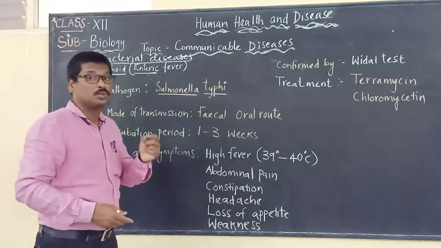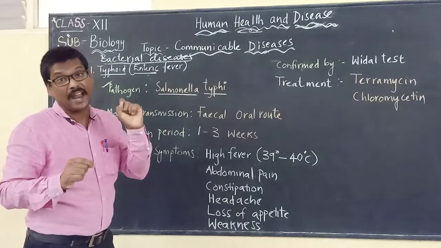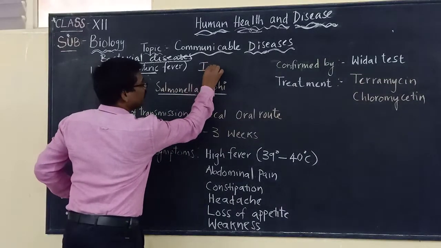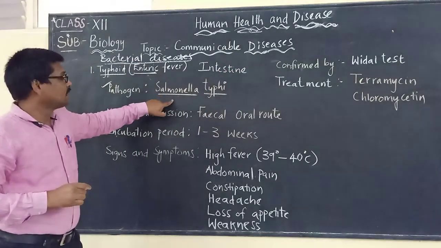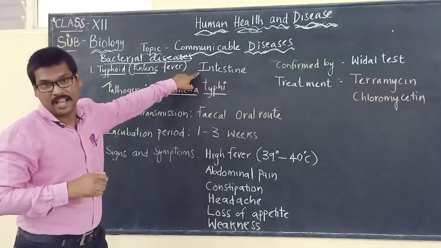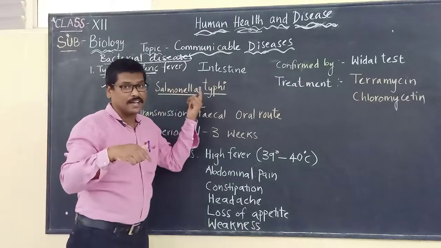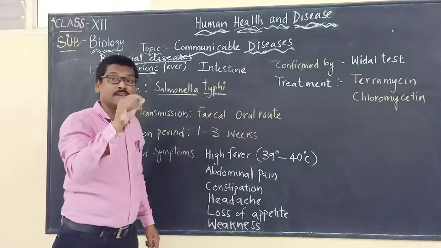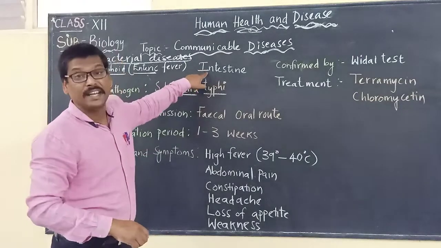It is transmitted through contaminated food and water, and it affects the intestine. The intestine is the part of the digestive system which is affected by the pathogen Salmonella typhi. Now, the mode of transmission: as I said, Salmonella typhi is carried by contaminated food and water and affects the intestine.